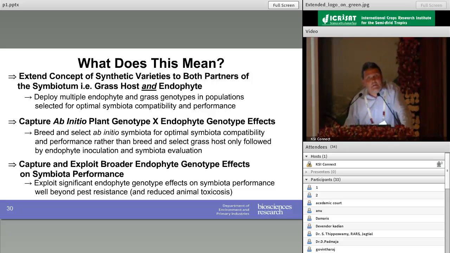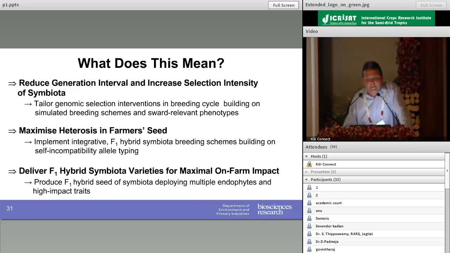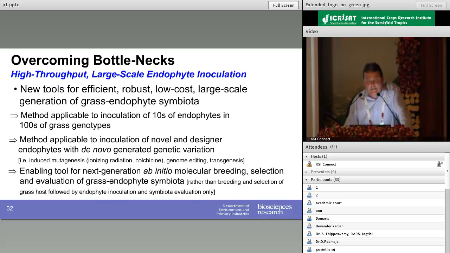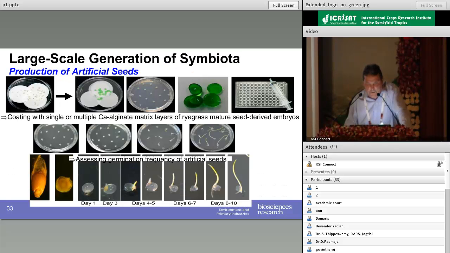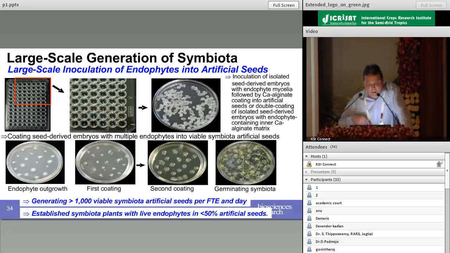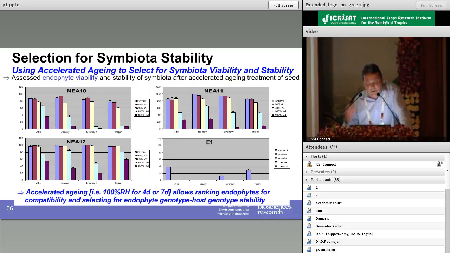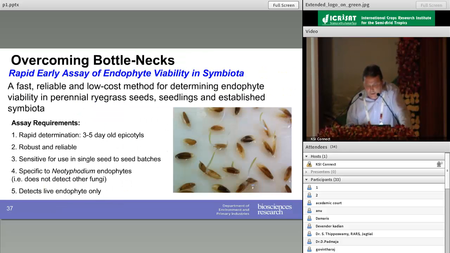Then the other point is being able to detect endophyte viability at a low cost and in a rapid manner. So we developed a method that allows us to detect within 6 days at a cost lower than $1 per sample. So it's 5 times cheaper and 5 times faster than the previous methods that are based on a metabolomics approach.